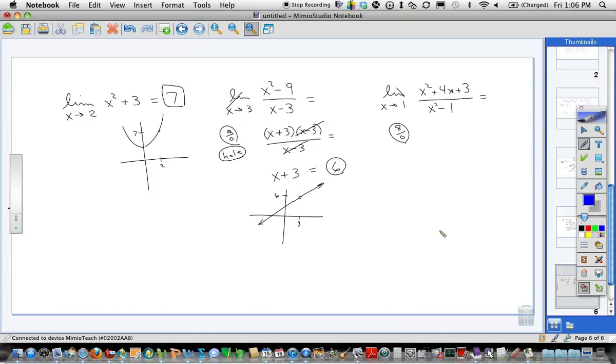But 8 over 0 means something else. 8 over 0 means infinity. 8 over 0 means vertical asymptote, or 2 over 0 or something like that. Okay? That means something very different.